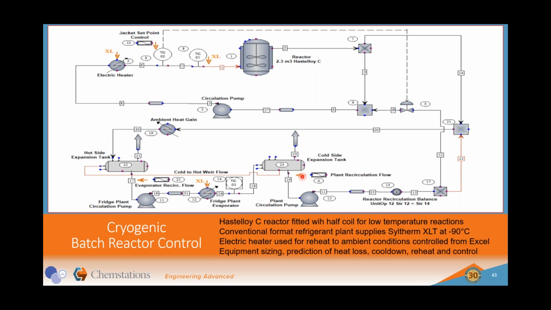Basically, what we have here is, as before, we had a circulation system around. What we have here now is an electric heater. Obviously, we couldn't use steam here because we're going back from minus 50, minus 60. And this is controlled from Excel. So what we had is a temperature controller linking to Excel, and then we were calculating in Excel the duty here, and that's how we controlled that heater.